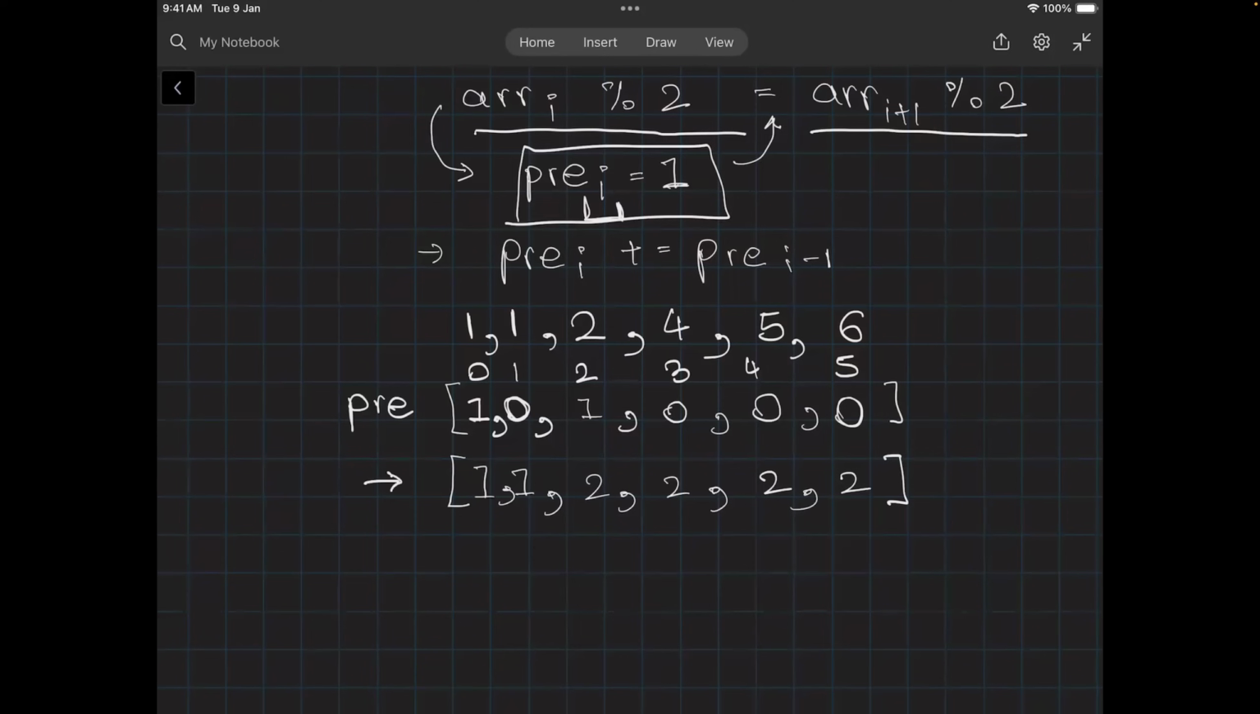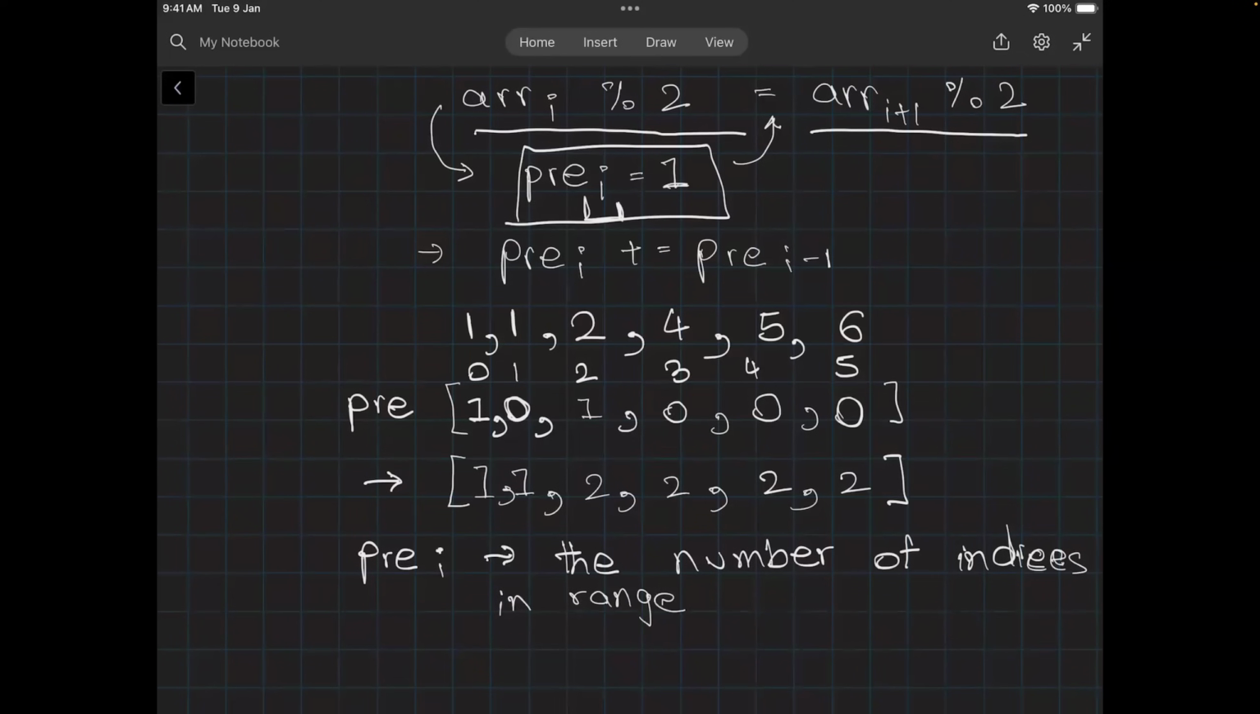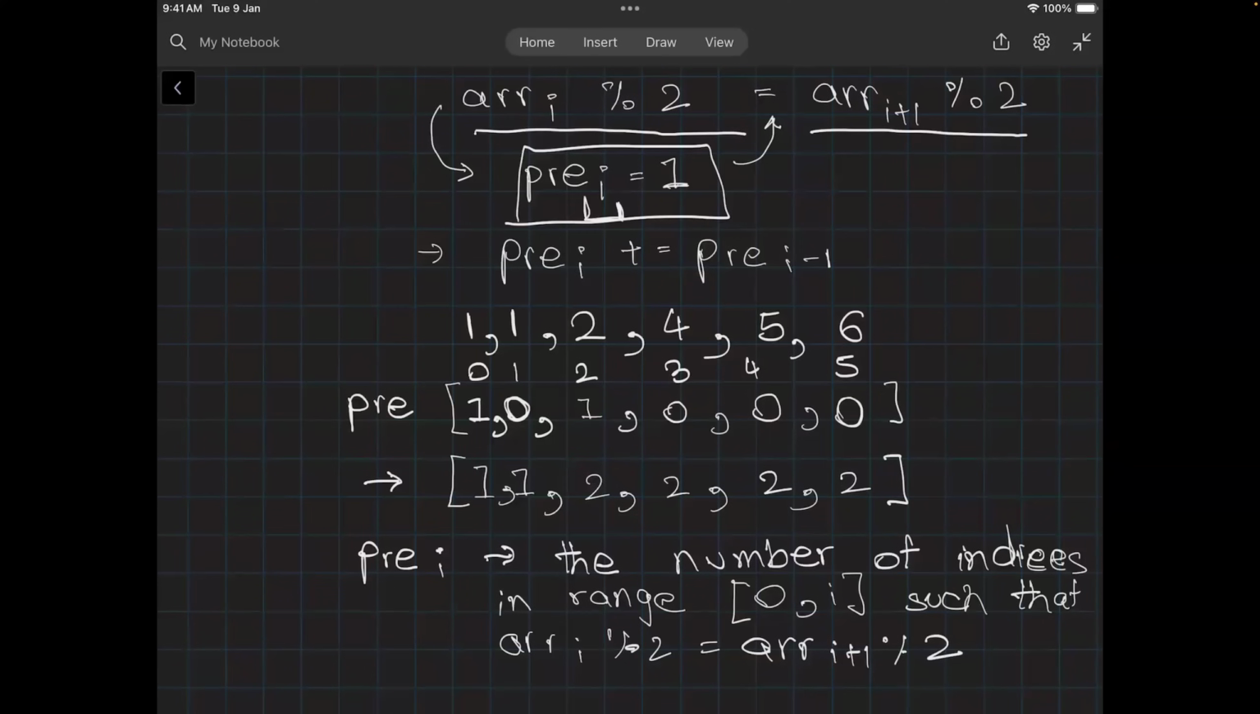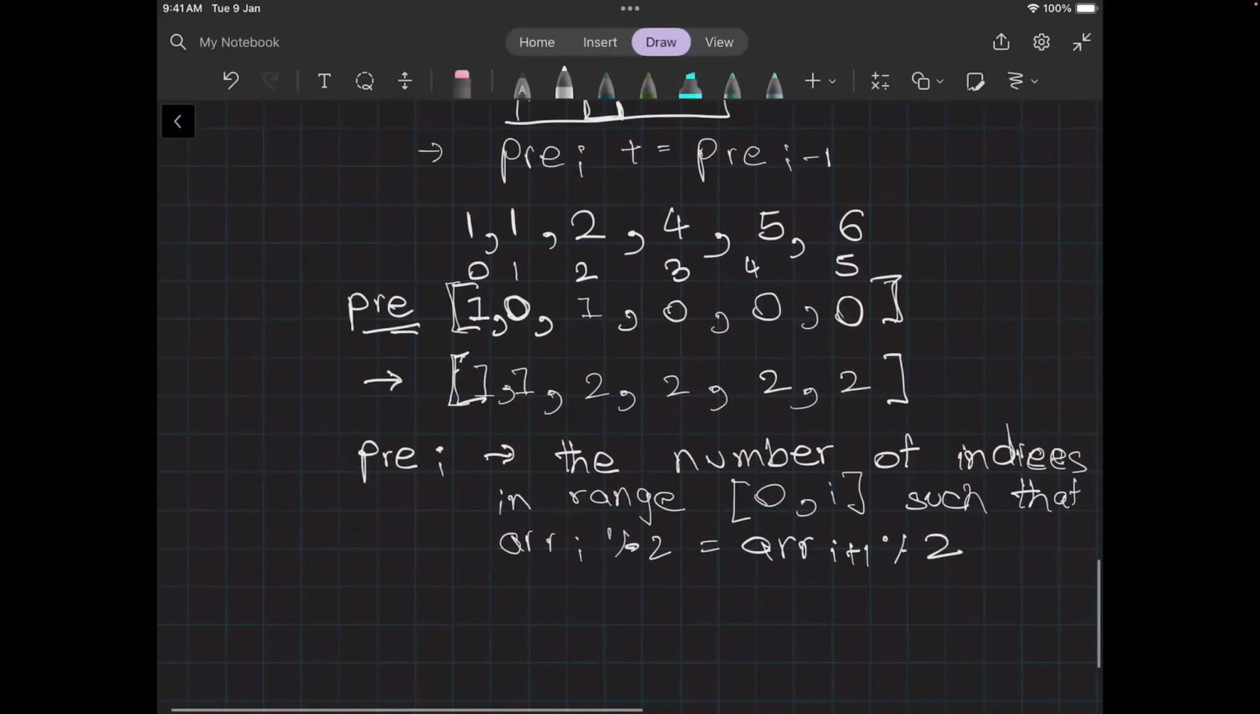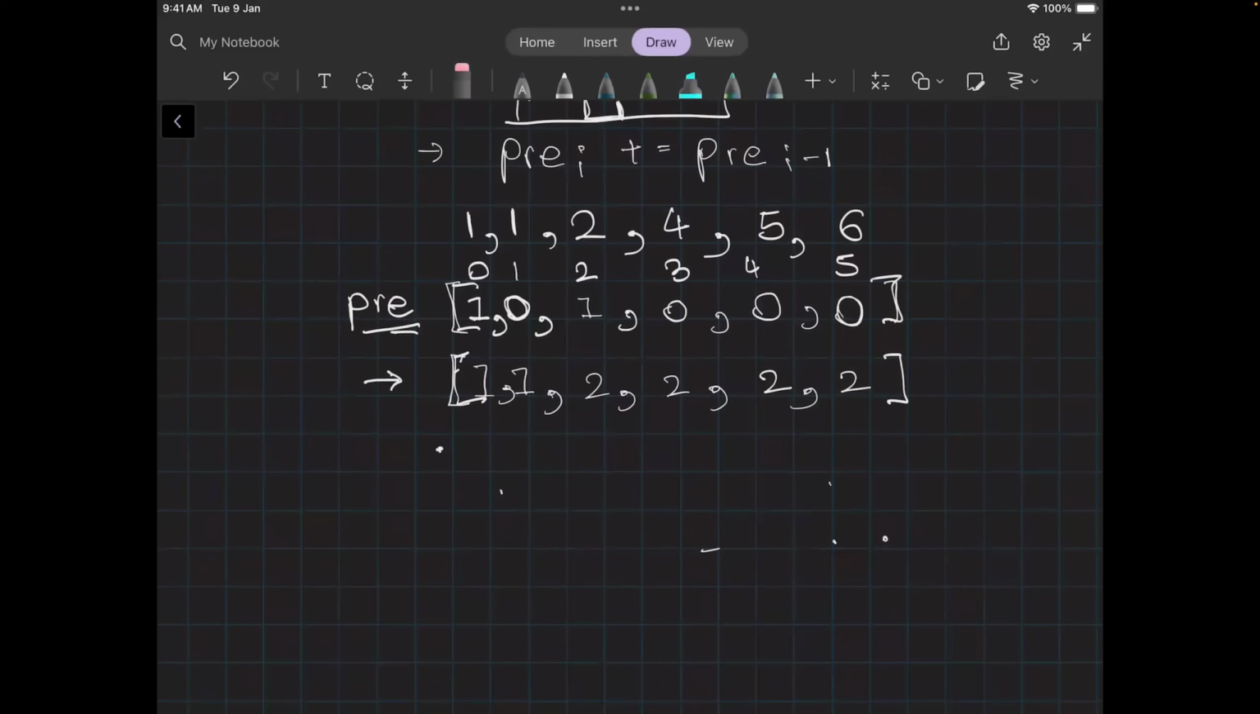What does this prefix sum table signify? Prefix of I denotes the number of indices in range 0 to I such that ARR I modulo 2 is equal to ARR I plus 1 modulo 2. I hope this much is clear, guys. Okay, we generated this table and then we took prefix sums over this table. Let me erase this for now and let me show you how we can use this to process queries.